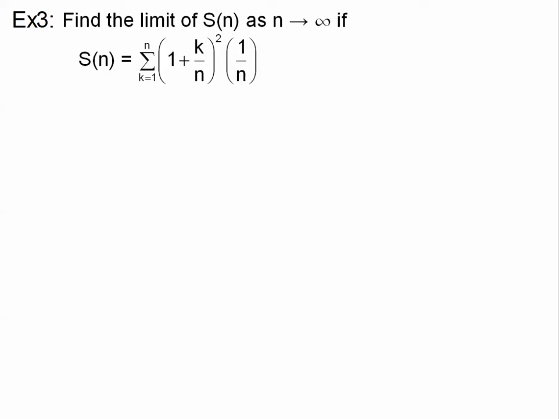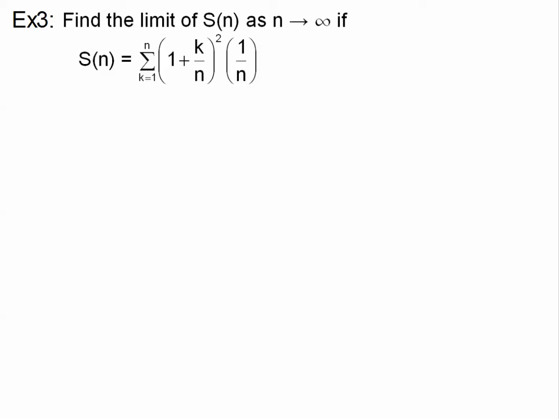Example 3 says find the limit of s of n, here it is, as n approaches infinity. Like we did in the last problem, let's deal with this at the end. We'll talk about n in a bit. We need to work with this until we can get something that's efficient to take the limit of. Our goal in this problem is to be able to take the limit of this thing, and ultimately I need to get rid of this variable, this k.